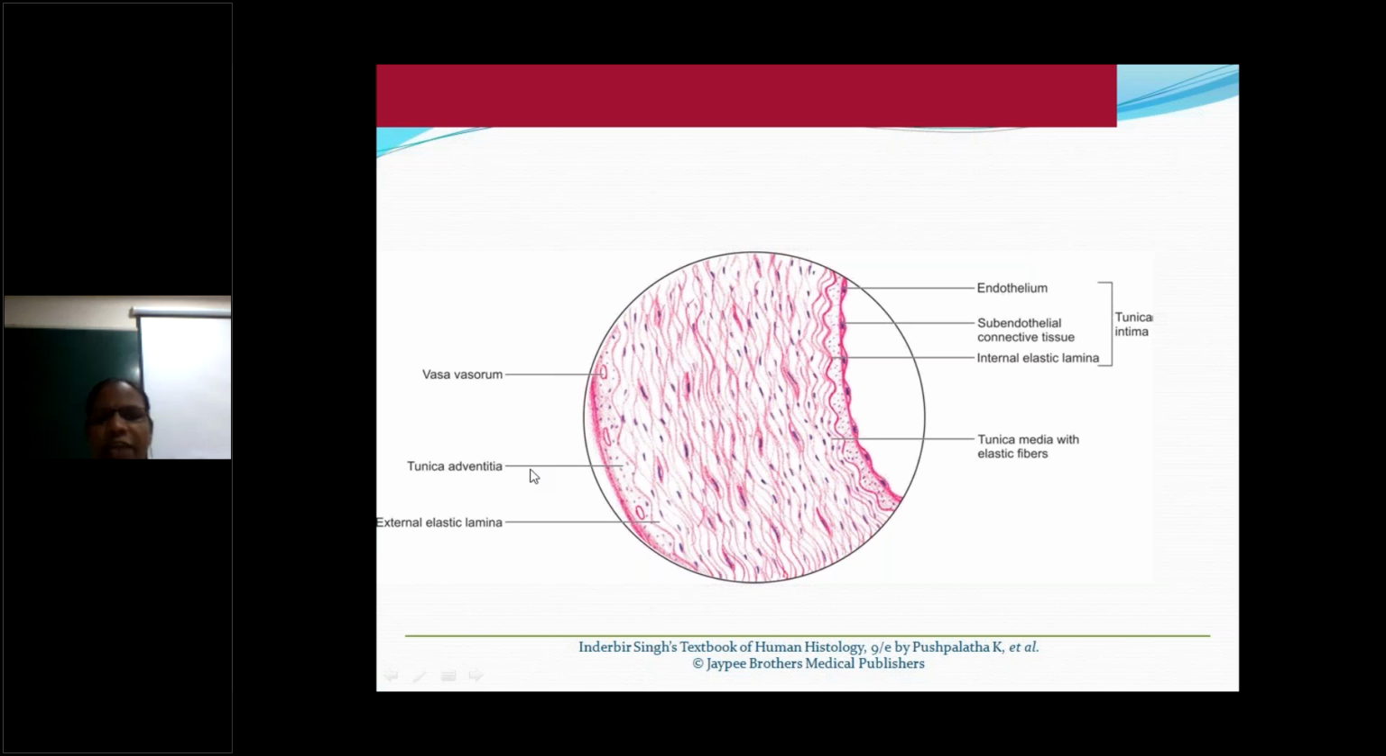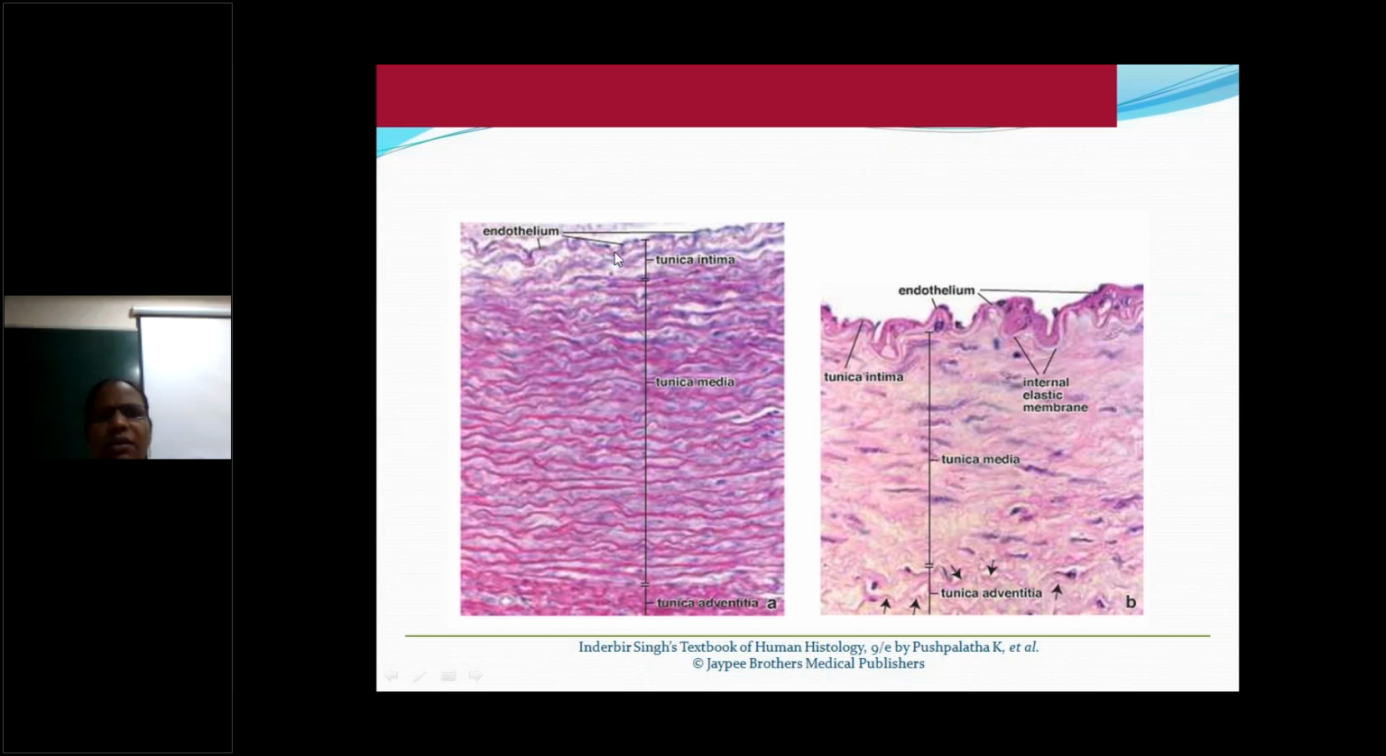They are present in the tunica adventitia part. First, when we see the large artery, you are able to see the tunica intima layer. In the intima layer, the first layer we call endothelium, then subendothelial connective tissue. This is the internal elastic lamina. Large amount of tunica media is present. This is the tunica media. This is the tunica intima layer.